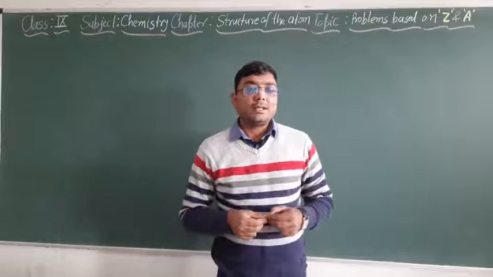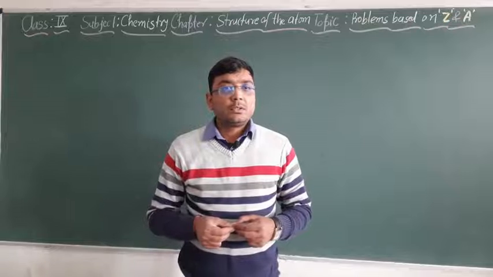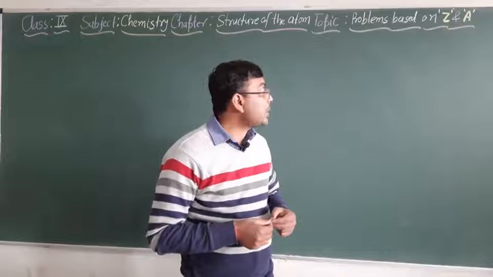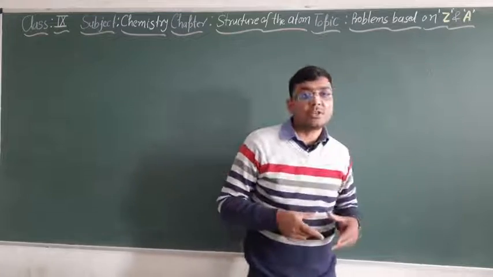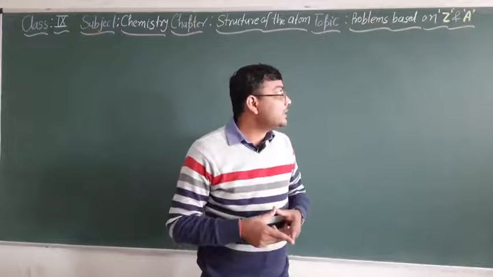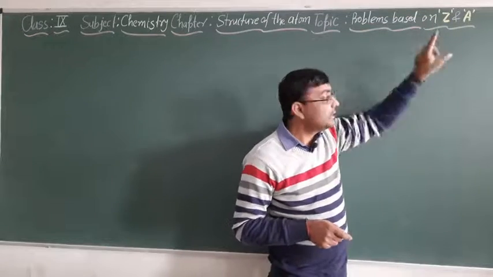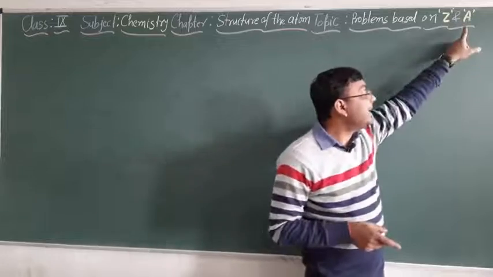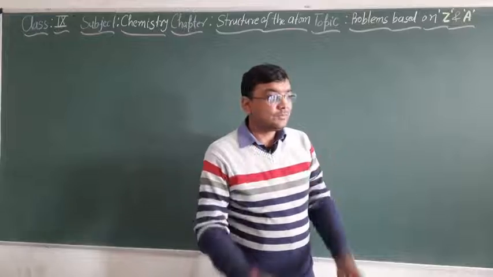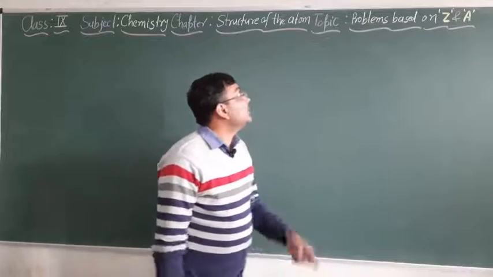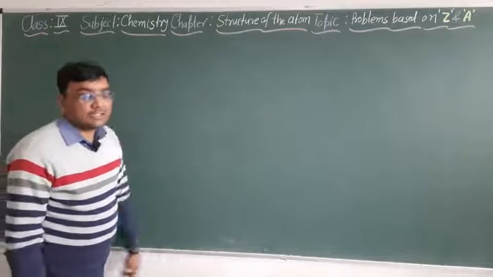Here in this video I am going to solve some problems which are based on Z and A concept. What is the meaning of Z here? Z we denote, as you know, atomic number, and A is the designation of mass number. The chapter is Structure of the Atom, class 9th standard chemistry.